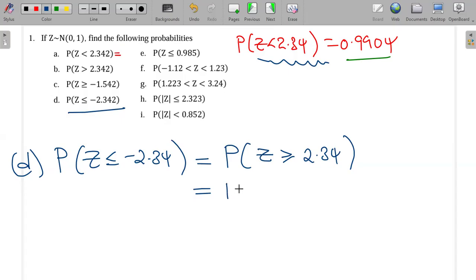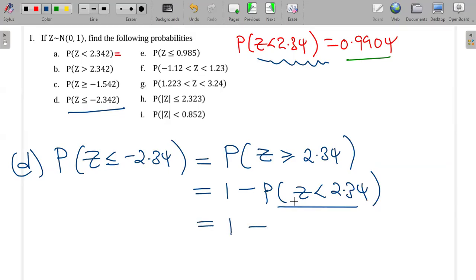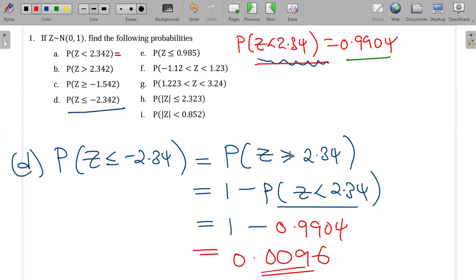Once I have this, I apply the complement rule. So it will just be 1 minus the probability that Z is less than 2.34. We already found it, it is 0.9904. This gives us the same answer that we got on B, which is 0.0096. So it doesn't matter here if it's less than or equal to, it's just less than, it's the same thing. Okay, so let's look at F now.